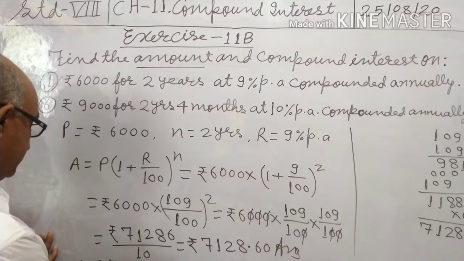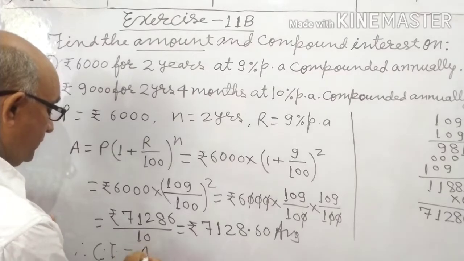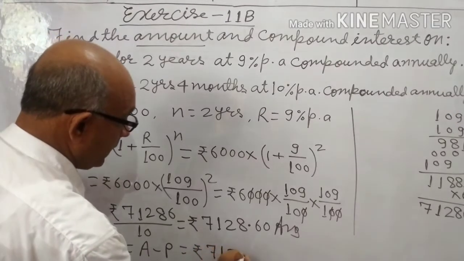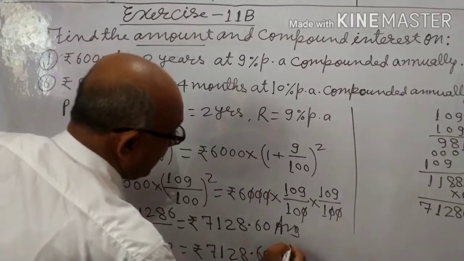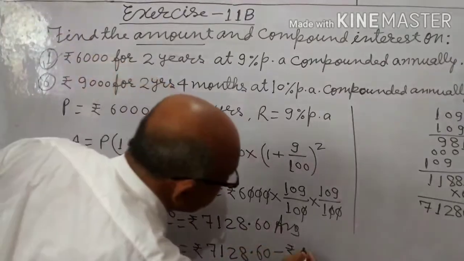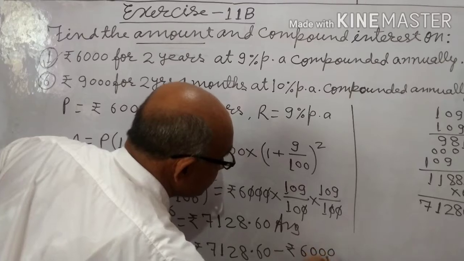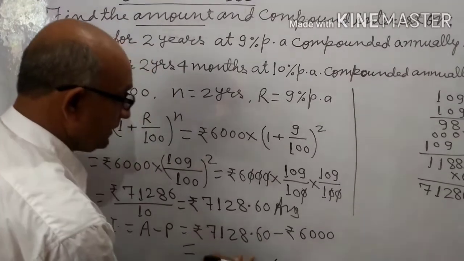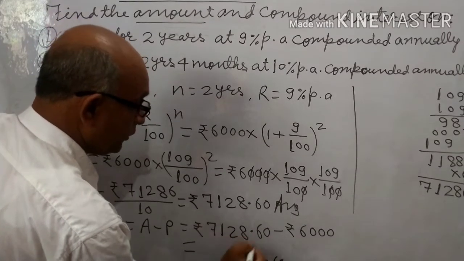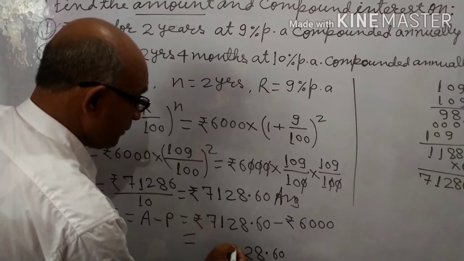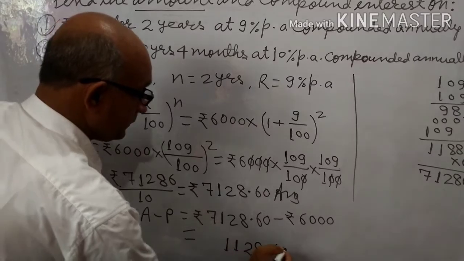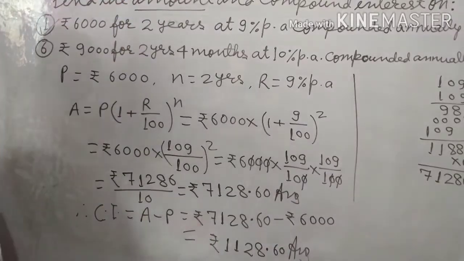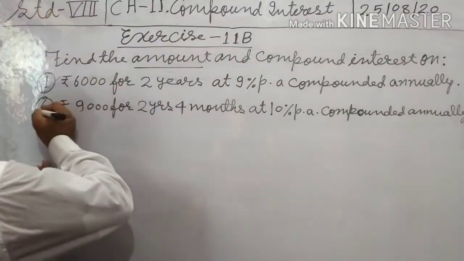Now find CI, compound interest, equal to A minus P, equal to rupees 7,128.60 minus rupees 6,000, the principal, equal to rupees 1,128.60. Answer. Write it.